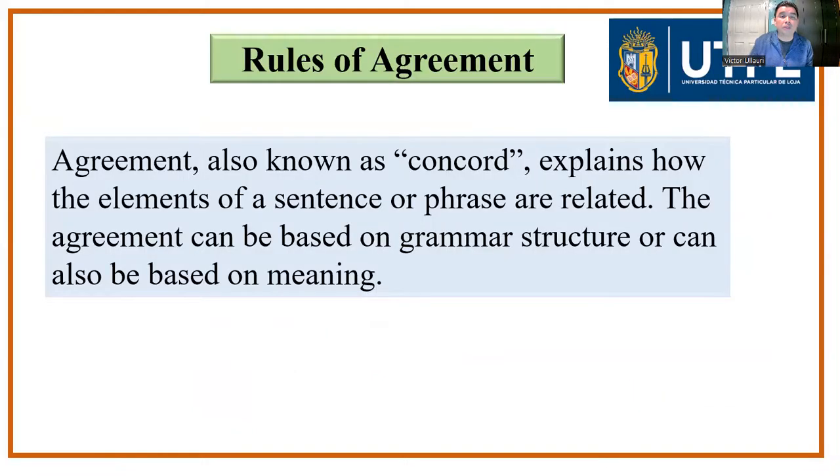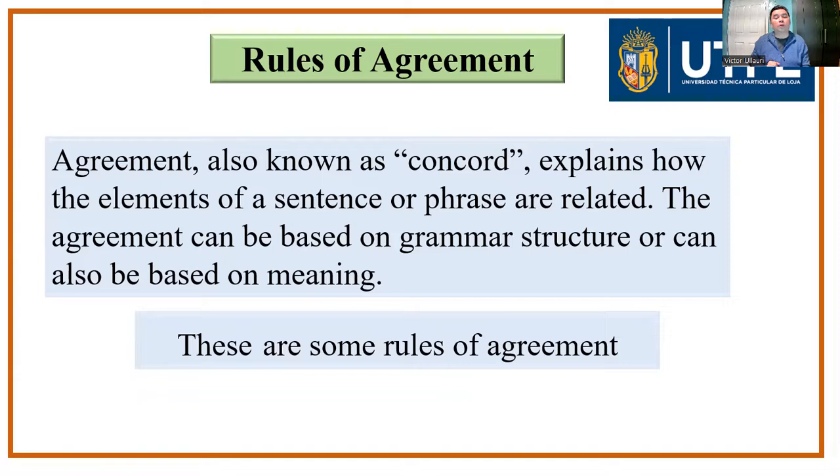The first thing we're going to do is explain what we mean by rules of agreement. Agreement, also known as concord, explains how the elements of a sentence or phrase are related. The agreement can be based on grammar structure or on meaning. The rules of agreement help us make good communication. We put the elements of a sentence and other phrases together, and because of the rules of agreement, we can make good sense of it. We can understand the message thoroughly. Communication is created.